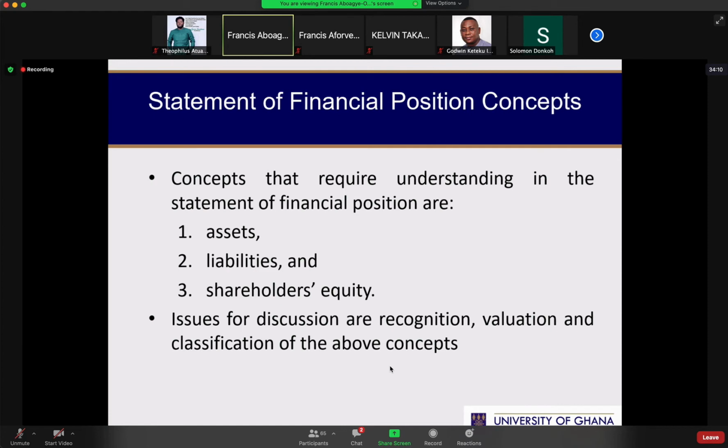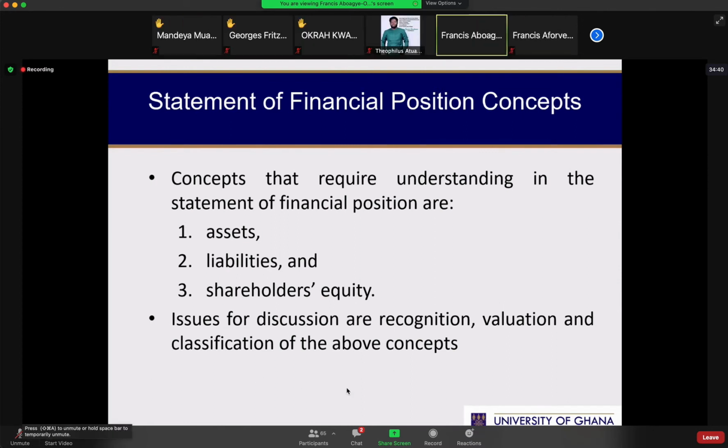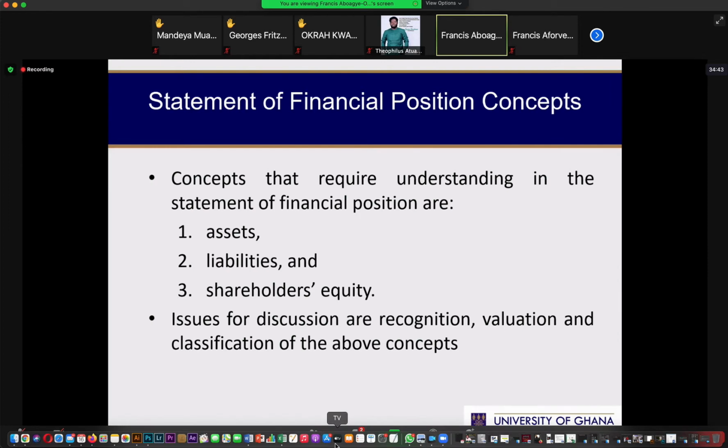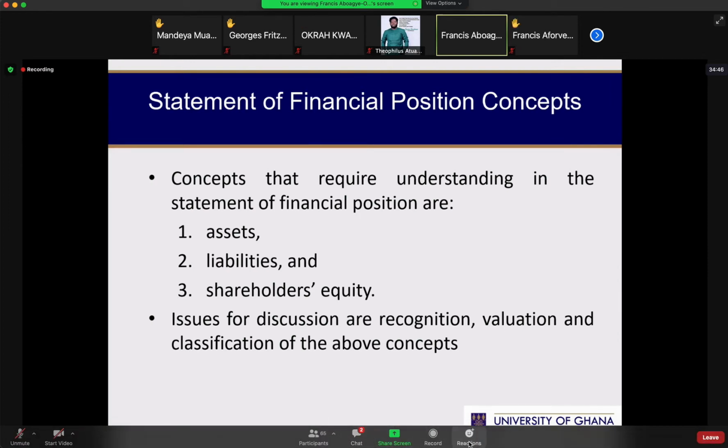And I think two lectures before this one, we explained to you what an asset is. By way of definition, what is an asset? Are you guys here? Yes, please. Yes, Pandya. Yes, Francis.